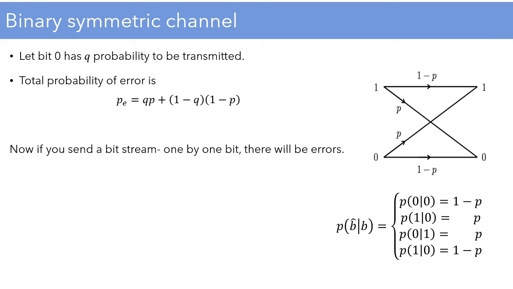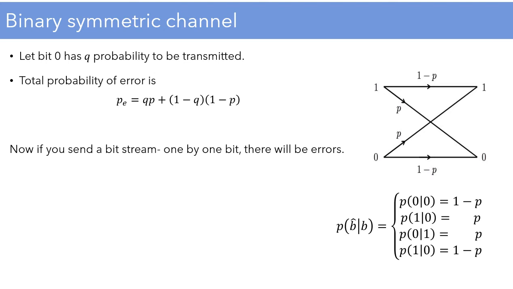Now if you send a bit stream one bit at a time, there will be errors, right? Assuming an independent channel, each bit has a p probability to be flipped. So if I send 100 bits, I would expect 100p bits to be bad.